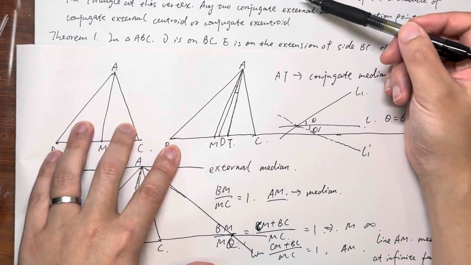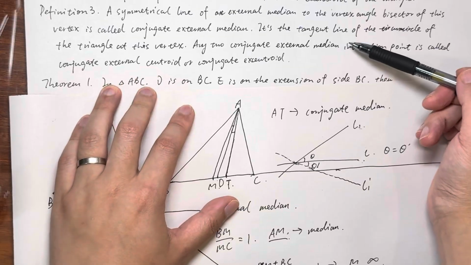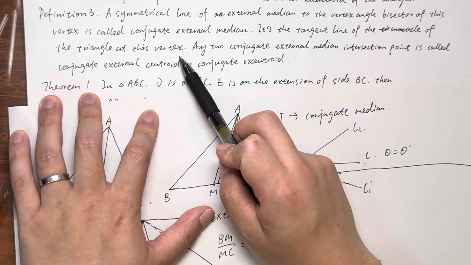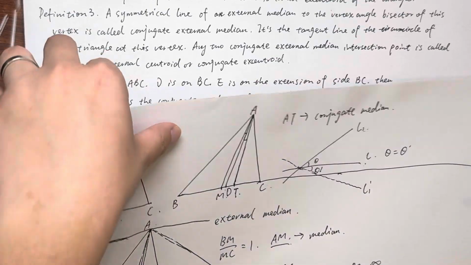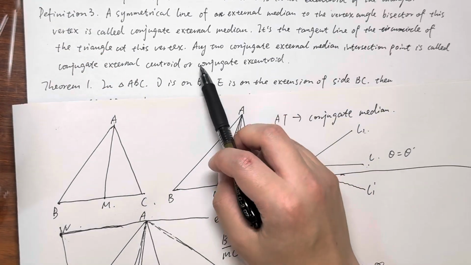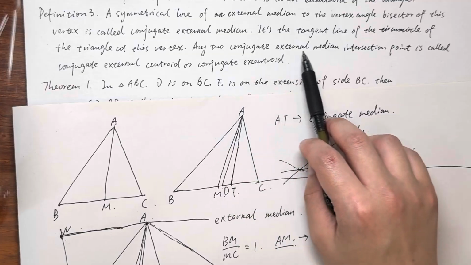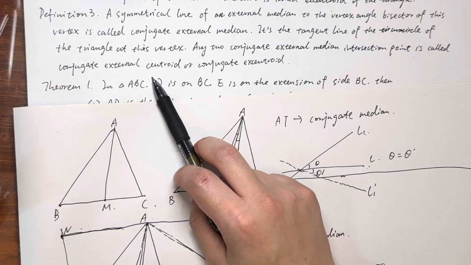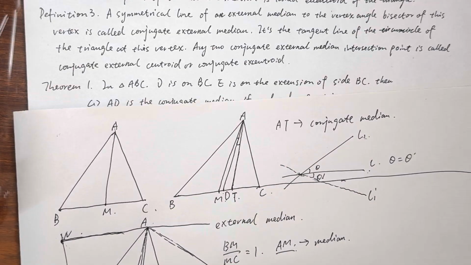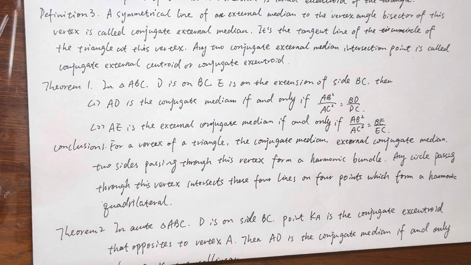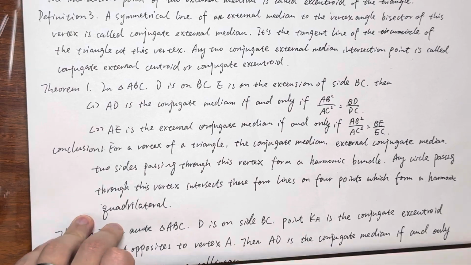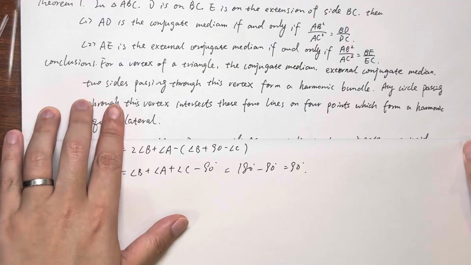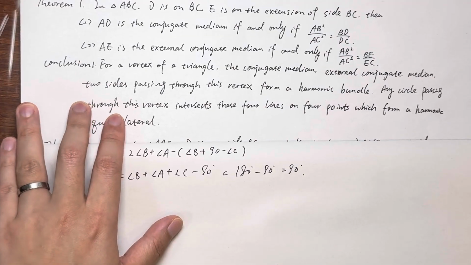So here, it's a tangent line of the circumcircle of the triangle at this vertex, right? And then the next thing is very easy to understand. Any two conjugate external median intersection point is called conjugate external centroid or conjugate X centroid. Okay, it's just relative to the X centroid. Now we look at here the properties of the conjugate median.